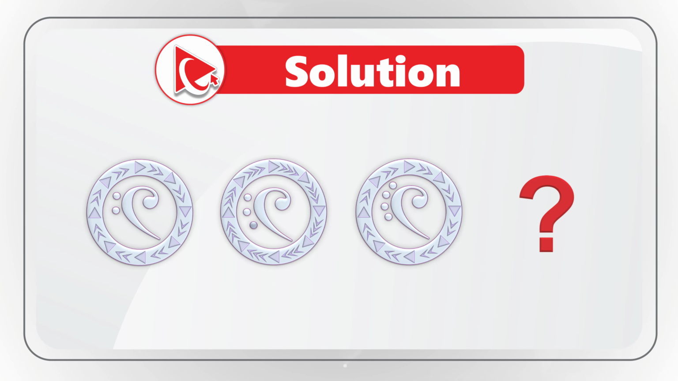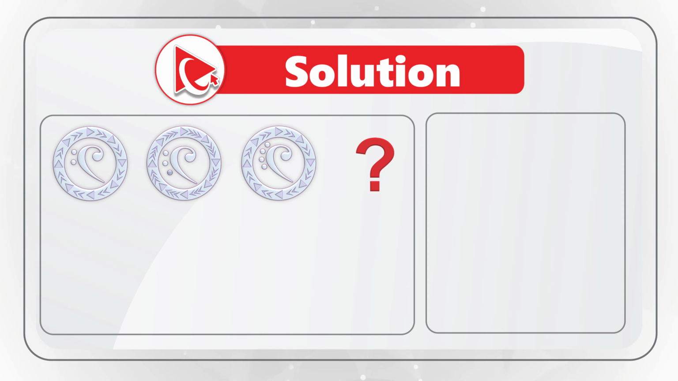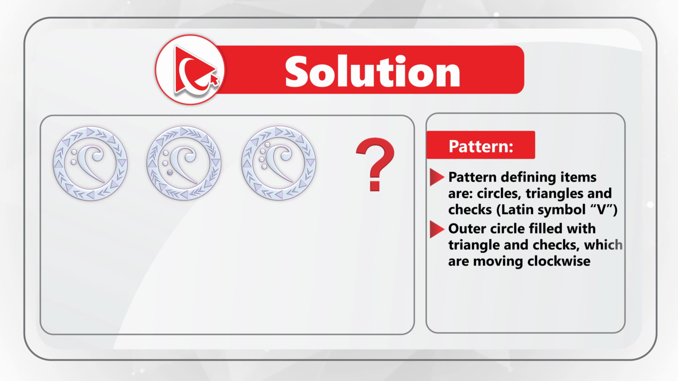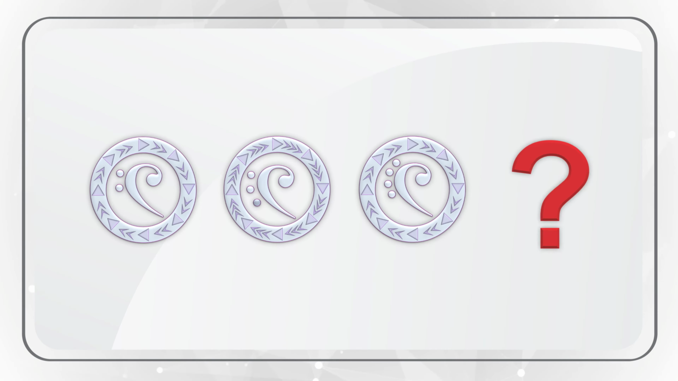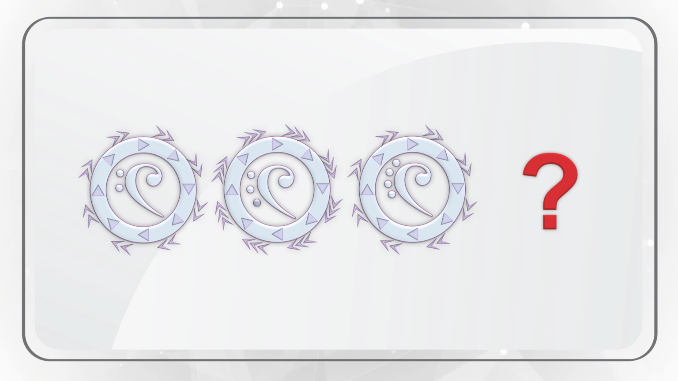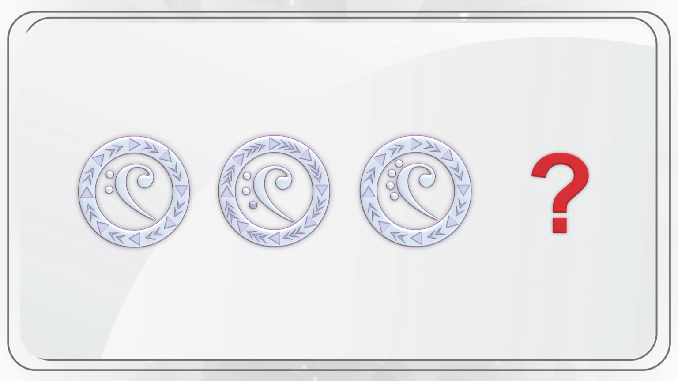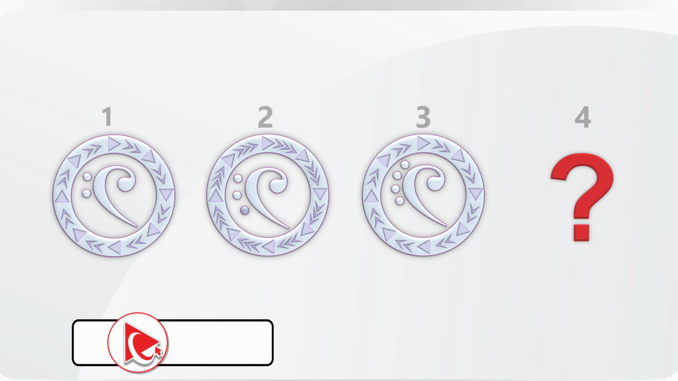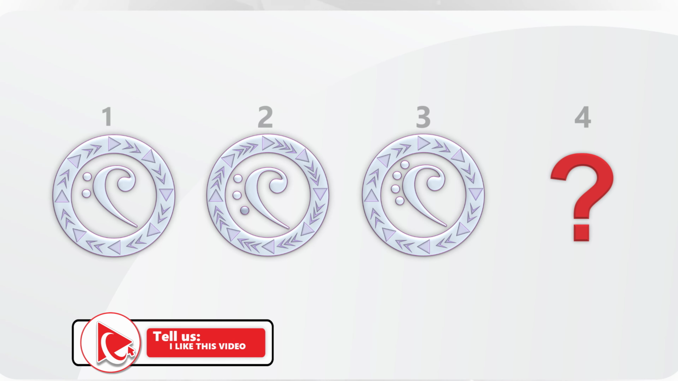As you might have guessed, the key is to define the pattern. And pattern consists of multiple elements. Pattern-defining items are circles, triangles, and checks. They look like the Latin symbol V. If you look closely at the outer circle, it's filled with triangles and those checks, which are moving clockwise. The inner circle also has smaller circles inside. Let's name our items in the original pattern as item 1, item 2, item 3, and then the missing item we will name item 4. This will help us to define the pattern.